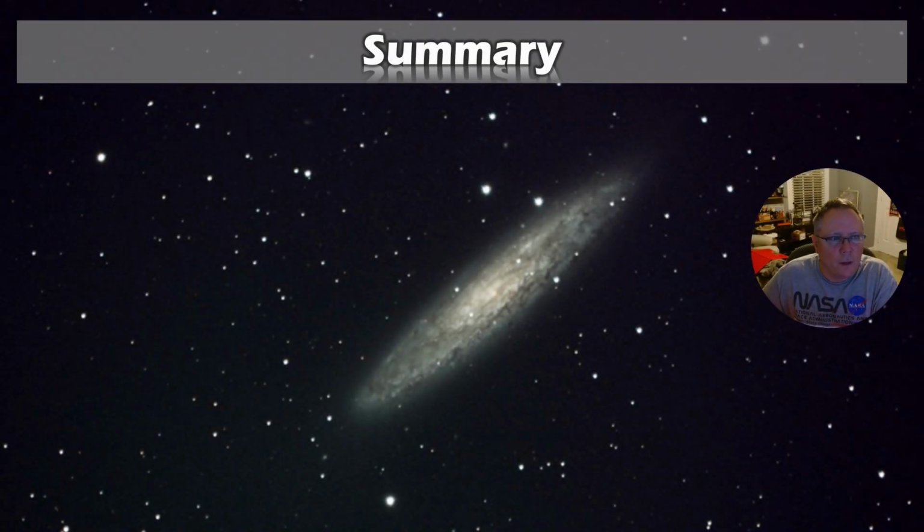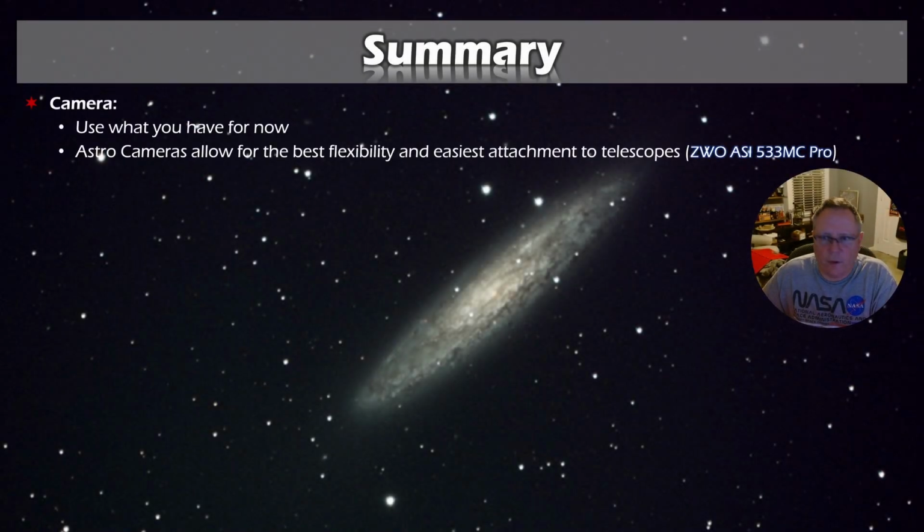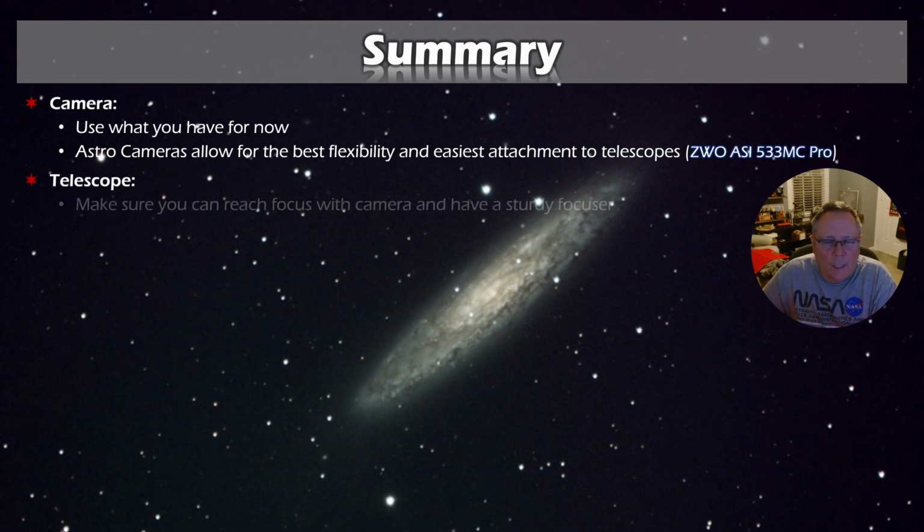Okay, in summary, as for a camera, go ahead and use what you have for now. Personally, I like using dedicated astronomy cameras as they allow for the best flexibility and the easiest attachment to telescopes. I'm currently using a ZWO ASI 533 MC Pro and absolutely love the sensor size, the sensitivity. It's great.